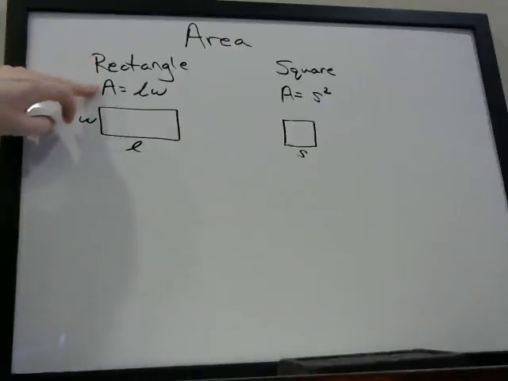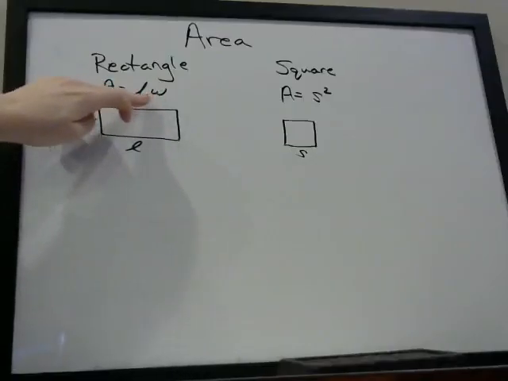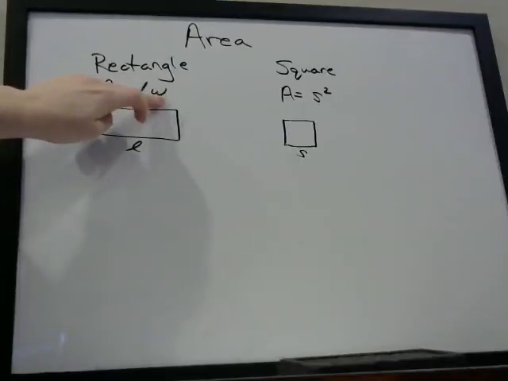So the area of a rectangle is LW. Length times width is what those two letters stand for. And remember, when you have two letters beside each other, that means multiplication. So this is length times width.